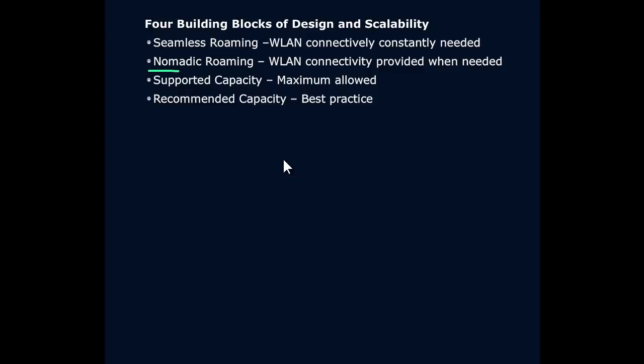If that's the case, then the question becomes: what is the supported capacity of any particular design? And then, what's the recommended capacity? Just because you can potentially support 4,000 access points doesn't mean it's going to work well if you do that without some other contingencies in place. So keep that in mind: supported capacity does not necessarily equal the recommended capacity for any design layout.